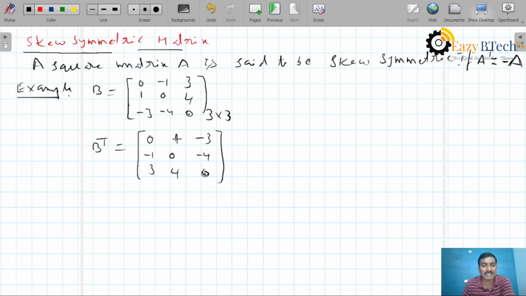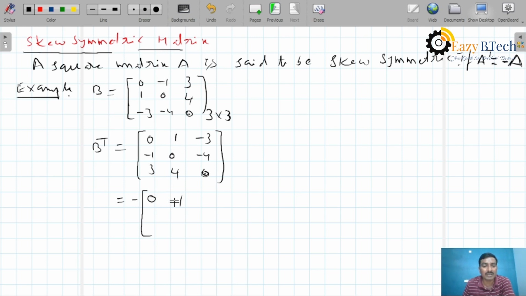So what can we observe here? In these two matrices, every corresponding element has the opposite sign. If there is an opposite sign, we can take minus common from each element. So 0, if you take minus from the 0, you will get 0. This is plus 1, you can write minus 1.